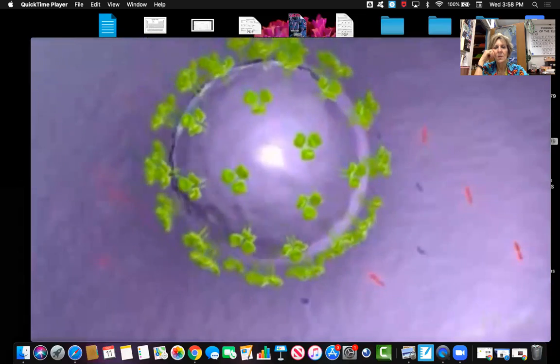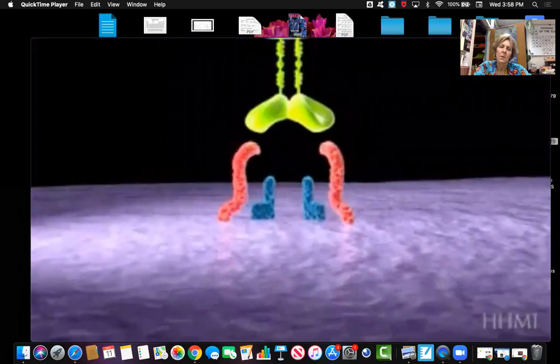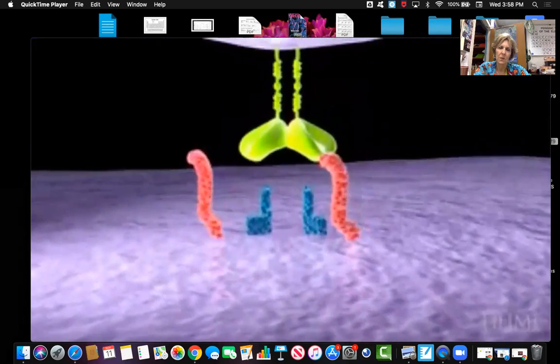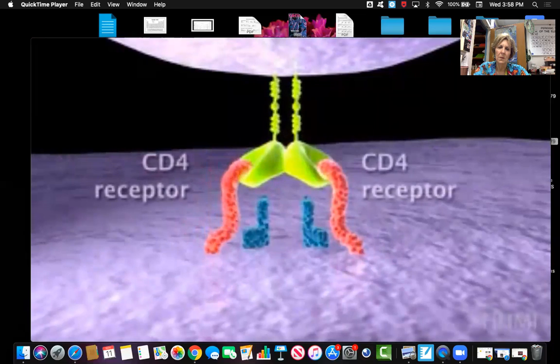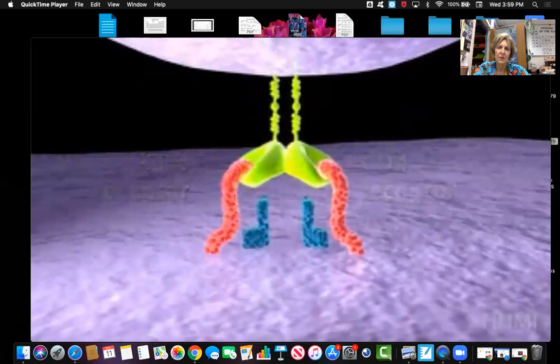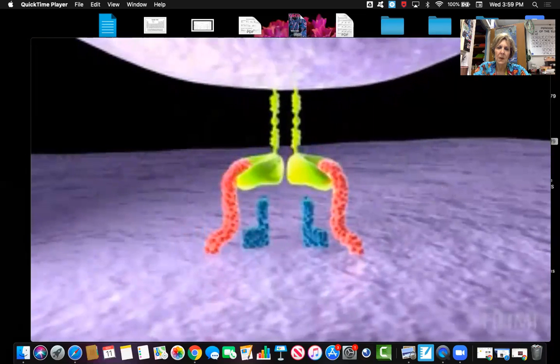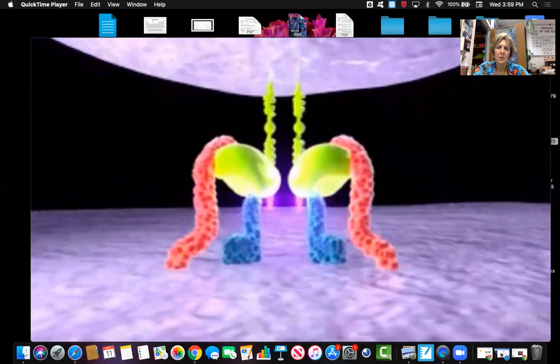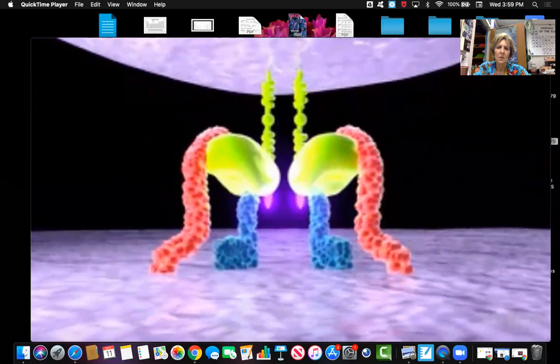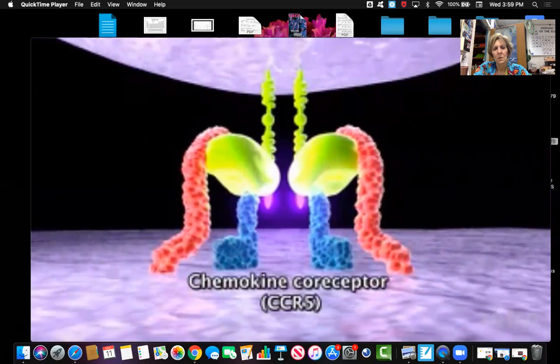The way that it does this is that as it comes up to the cell surface, it uses receptors that are on T helper cells and exclusive to T helper cells, which are CD4 molecule, which really defines T helper cells. It's a surface receptor that binds to the envelope protein. That causes a conformational change and allows a second receptor to grab hold of the envelope. This is the chemokine co-receptor. It's also called CCR5, and we'll talk about that more.